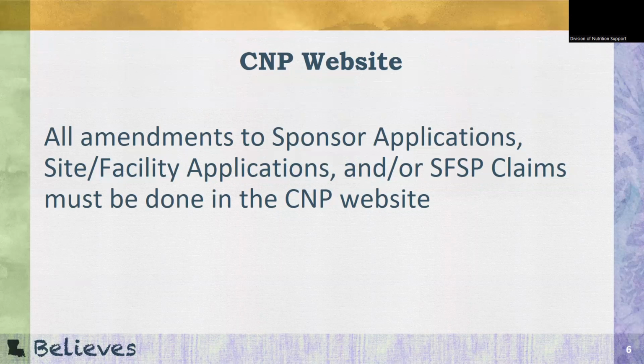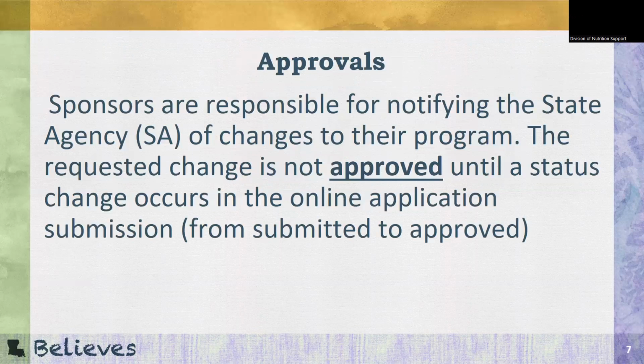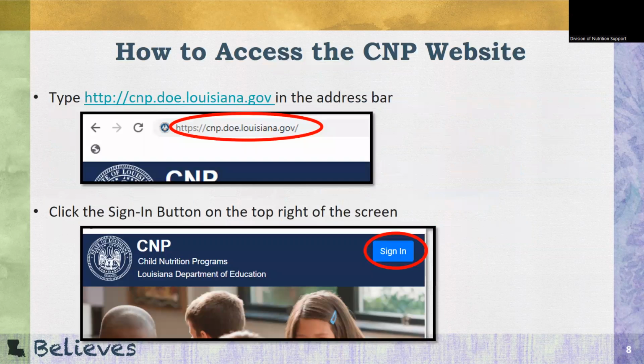All amendments to the sponsor application, site facility application, and or SFSP claims must be done in the CNP website. Sponsors are responsible for notifying the state agency of changes to their program. The requested change is not approved until the status changes in the online application from submission to approved. Let's begin by explaining how to access the CNP website and how to make the changes needed.